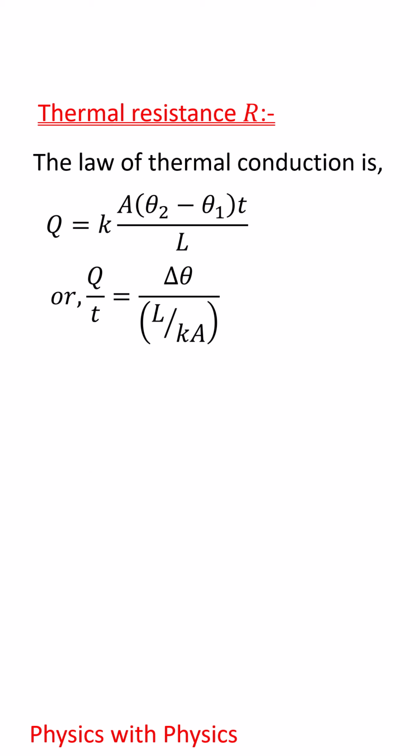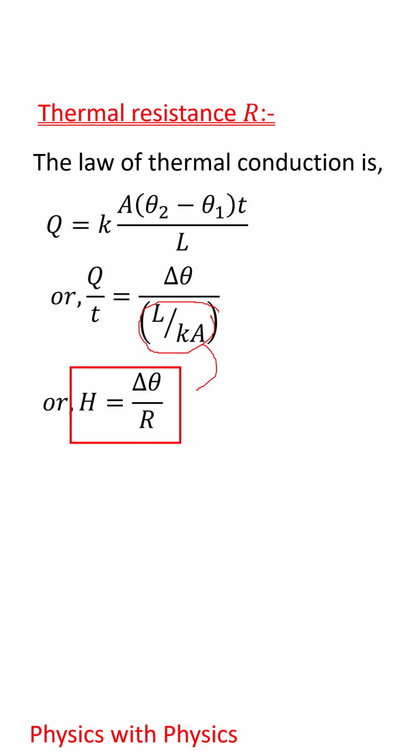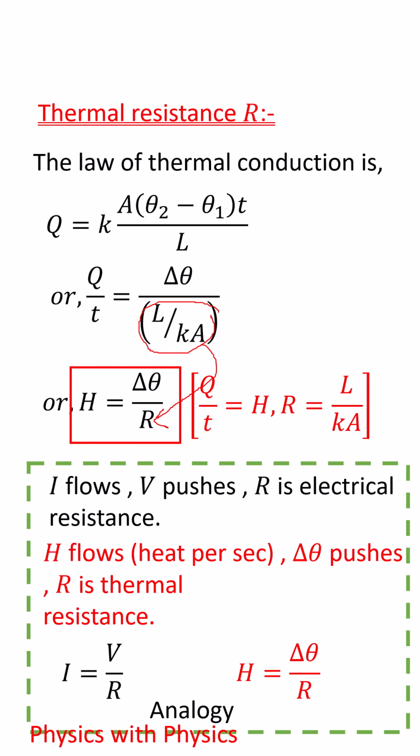Now H equals del theta by R. Now this parameter L by KA is thermal resistance. I flows, V pushes, R is electrical resistance. H flows, heat per second, H is heat per second. Del theta pushes, R is thermal resistance. Now rods in series. Now we are going to connect rods in series and parallel both, and discuss what happens there.